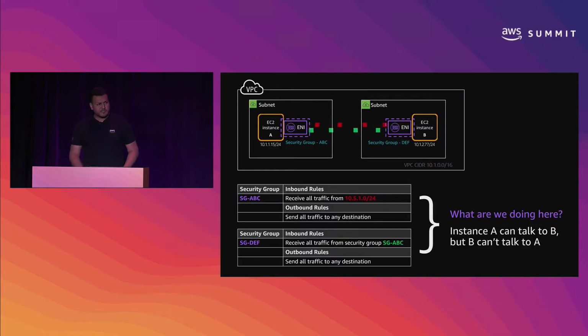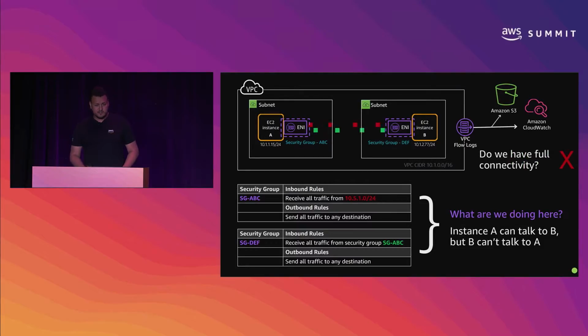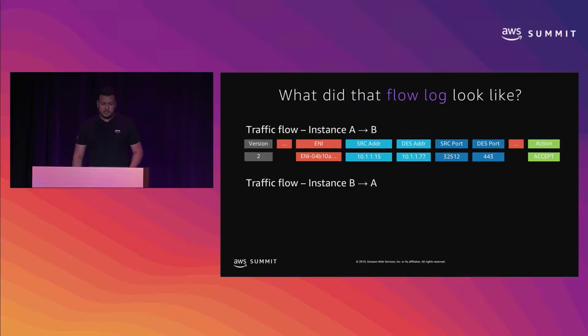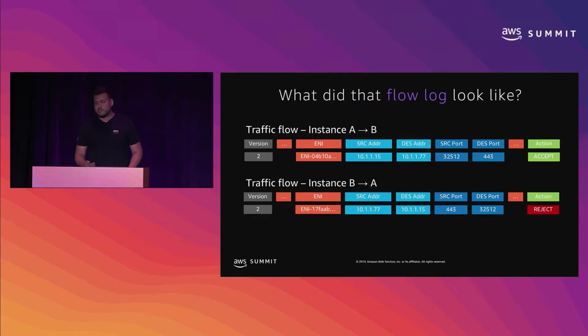So we have those red boxes there. Awesome. So we don't have full connectivity here. And here's what that looks like. So instance A to B, we have that accept statement because it was allowed. But now from B to A, we get a reject statement.